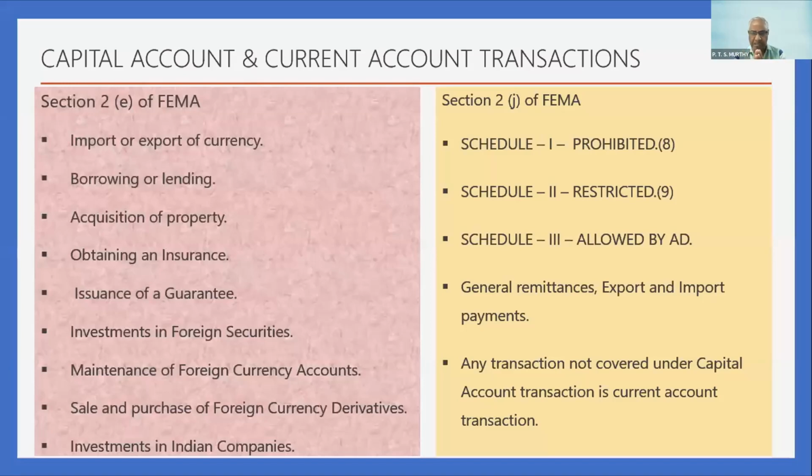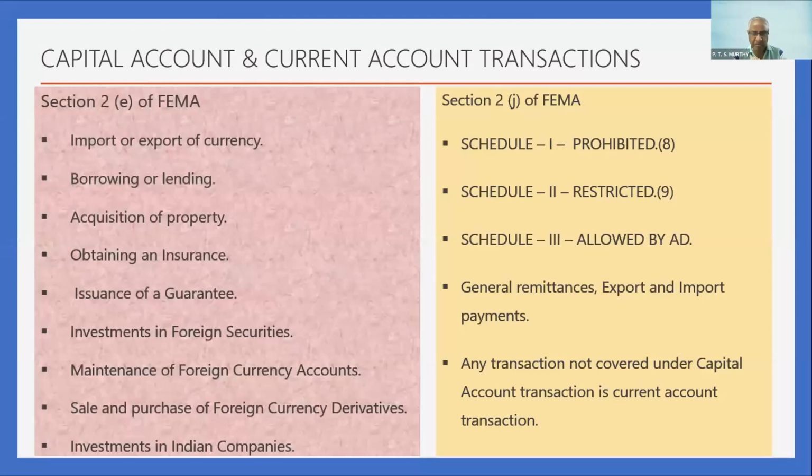Now, current account transactions, we bifurcate them into three. Prohibited transactions, Schedule 1, 8 transactions are there. The Schedule 2 transactions are restricted, 9 transactions are there. Other than these 17 transactions, all other current account transactions are freely permitted by the authorized dealers. The authorized dealer category 1.